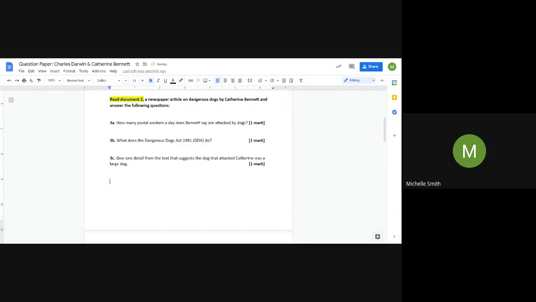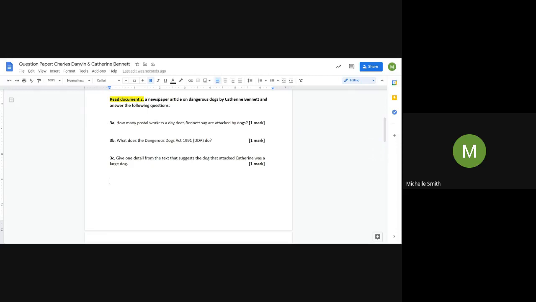So, document 1, we only deal with question 1 and question 2. For document 2 now, we're going to look at question 3 and question 4. So if you just remember the first 2 questions, you need the first text. The next 2 questions, you need the second text. We'll talk about question 5 and 6 shortly.